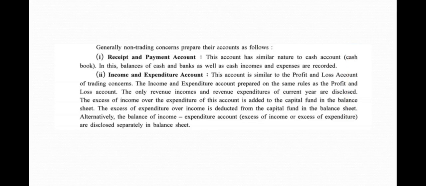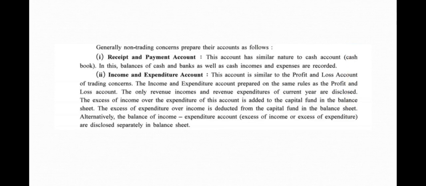Friends, the receipt and payment account is just like a cash account, and it has two sides. One side is the receipt side, another is the payment side. If cash comes in in any way, it is recorded at the receipt side, and whenever there is an outflow of cash for any reason, it is recorded at the payment side. So this account has a similar nature to the cash account, the cash book. In this, balances of cash and bank as well as cash income and expenses are recorded. Okay. Second, the income and expenditure account.